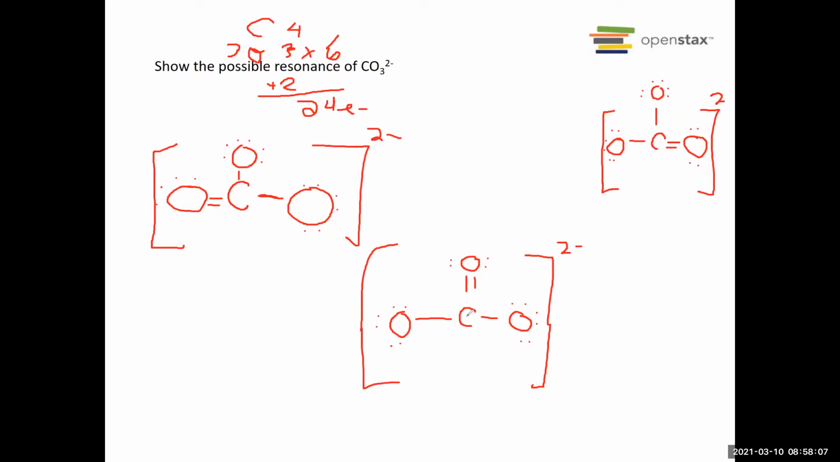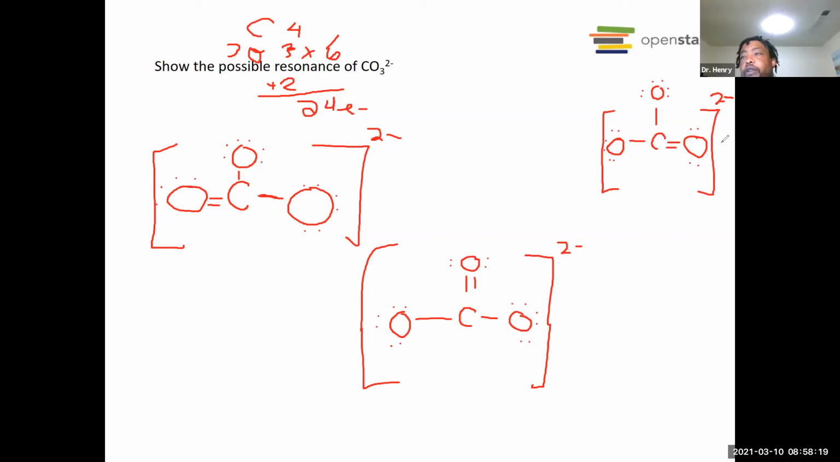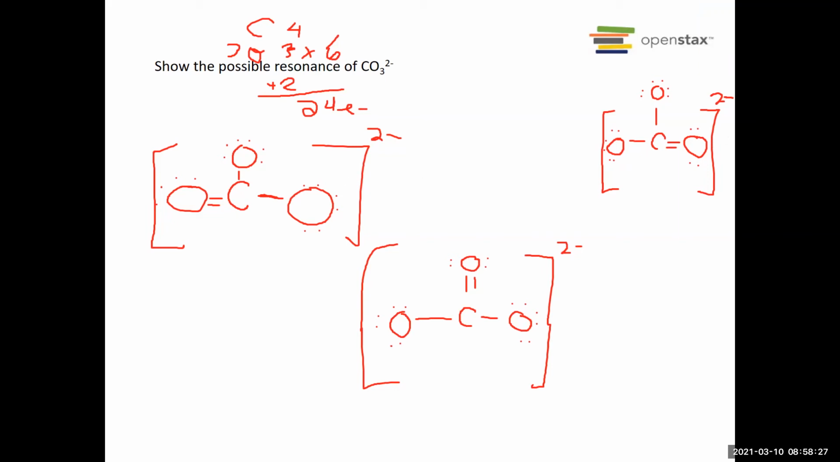So Dr. Henry, as long as they have a negative on top, then we have to put brackets and make sure that our negative is also there with the structure. That's true, but if it has a positive on top, you should put brackets as well. Okay. So any ion? Yes, any ion. Okay.